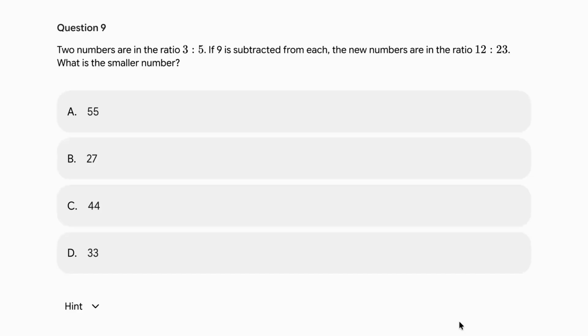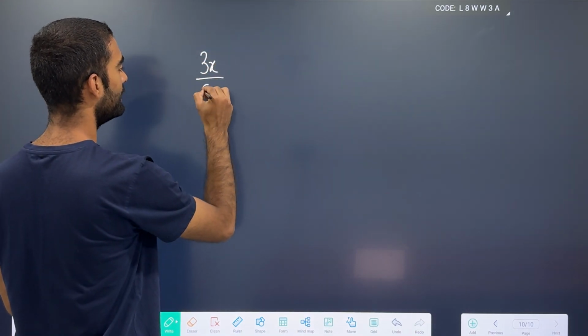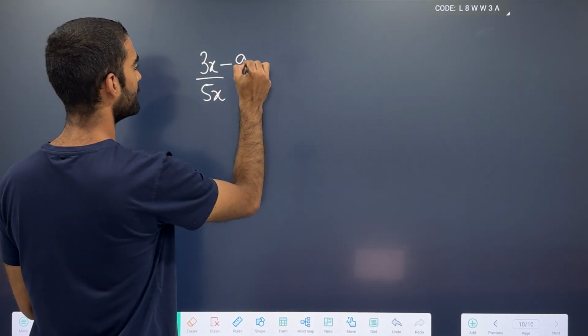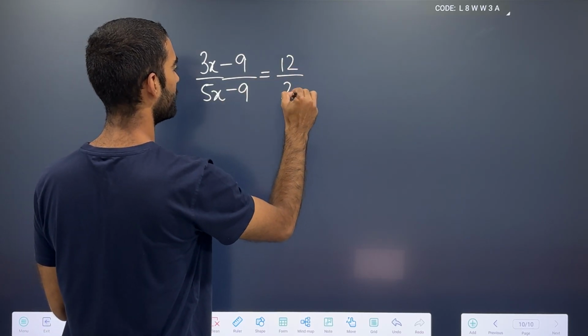Two numbers are in the ratio 3:5. If 9 is subtracted from each, the new numbers are in the ratio 12:23. So two numbers are in the ratio 3:5. Let them be 3x and 5x. And then subtract 9. And this becomes 12 and 23.